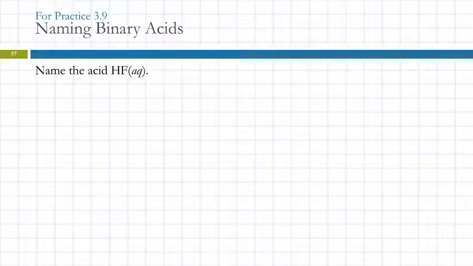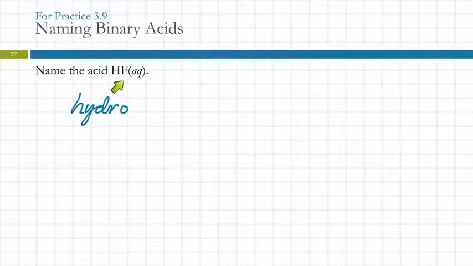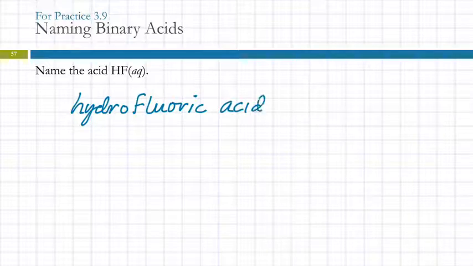So let's look at an example. Here we have HF, in parentheses it says AQ, meaning this is dissolved in water. So we're going to name it as an acid. Does this have oxygen in it? No. So we're going to use the prefix hydro. So this is going to be hydro, and then we need the name of, there's hydrogen and another nonmetal, and the other nonmetal is fluorine, right? So we take the word fluorine and we change the ending to ic. So this is fluoric, hydrofluoric acid.